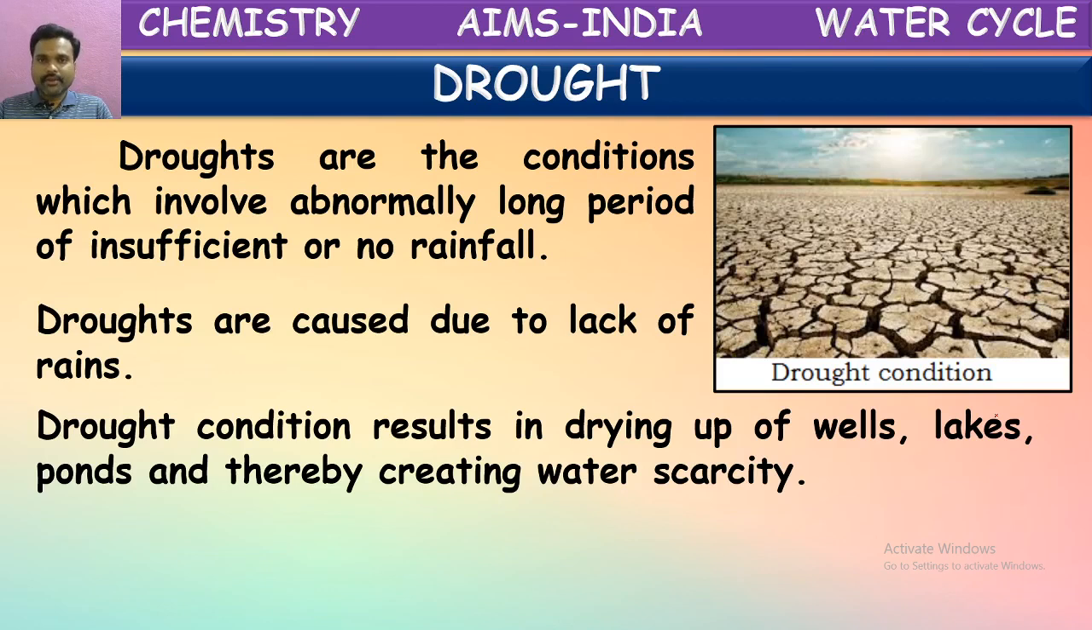When there is no rain, this water table, or the level of water under the ground, will go down. There won't be much water. Then what happens? These bore wells will all dry up. There will be no water in those. So this causes scarcity of water.